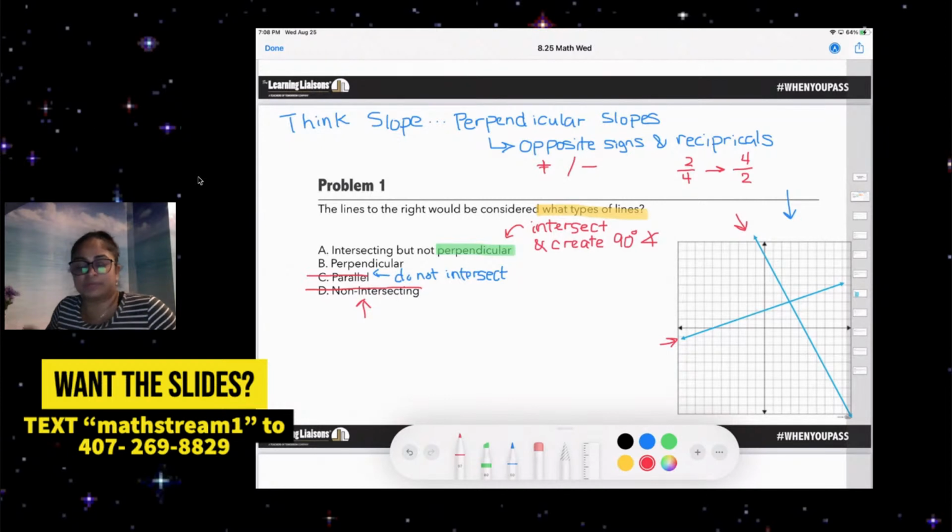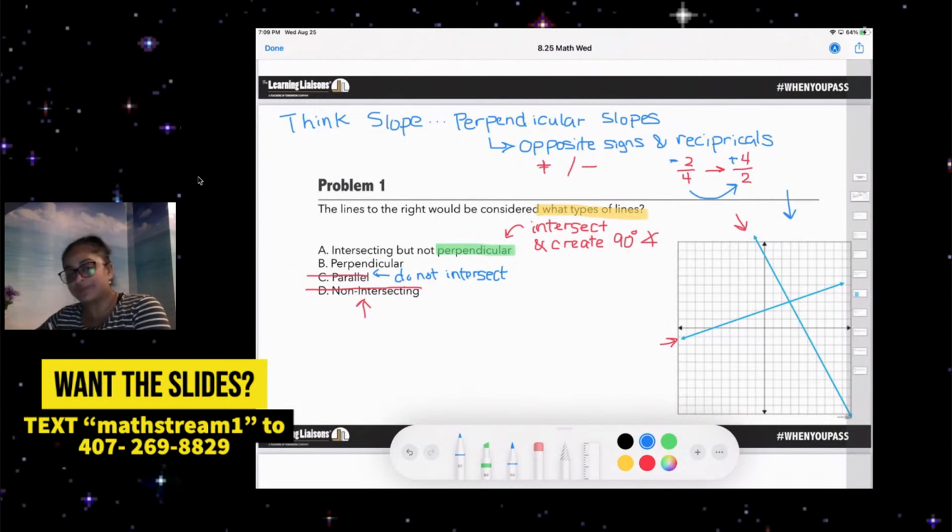So let's talk about what it means to be opposite signs and reciprocals. So if we start with -2/4, let's put a negative here. If we started with -2/4, we'll take the opposite sign, which makes it a positive, and then we're going to flip that fraction and make it 4/2. Yes, 2/4 can be reduced. We're not worried about that right now.